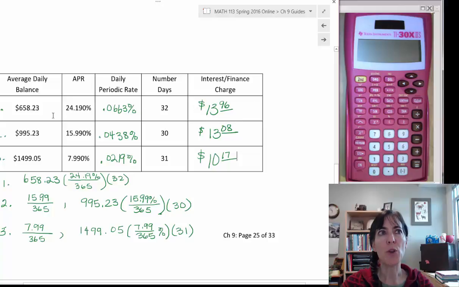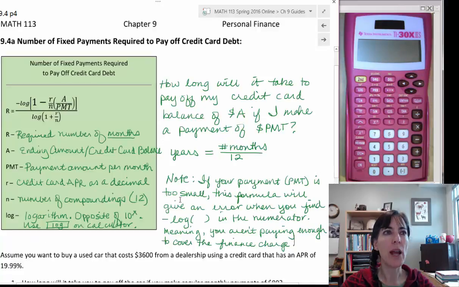So if you're going to make smaller payments, you always want to make more than the finance charge is going to be, so that you don't get to the point where you owe way more than you ever charged on that credit card. And that's what you'll see here. You'll get a negative log. When you do the negative log, you'll get an error for that.